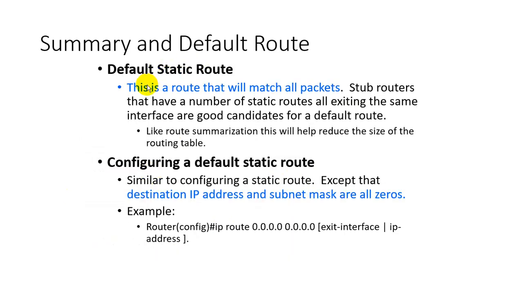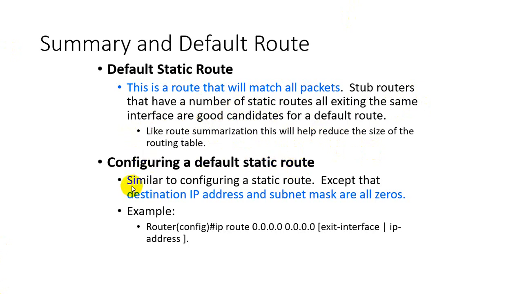Default static route: this is the route that will match all packets. Stub routers that have a number of static routes all exiting the same interface are good candidates for a default route. Like route summarization, this will help reduce the size of the routing table. The default static route will be used if all the exiting interfaces have the same number of static routes.